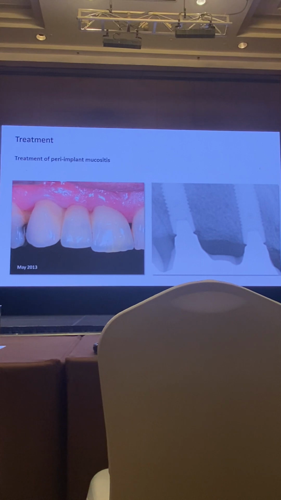And here is some time later. Right, so the infection has resolved, and you can see the return in the radiodensity. So the x-rays will tell you if you've been successful. You'll see an increase in radiodensity around the implant. Okay, so it's successful treatment. And he's still in maintenance right up to today.